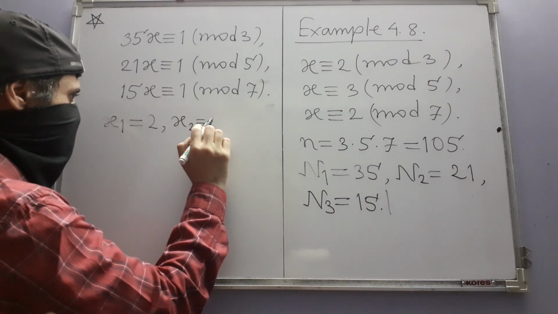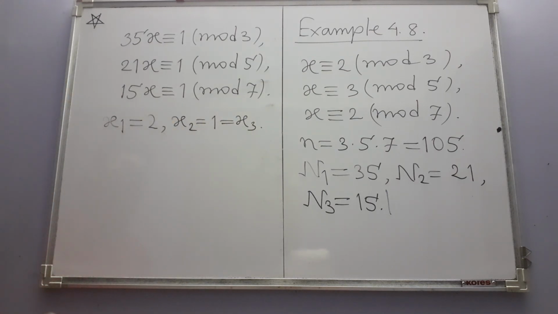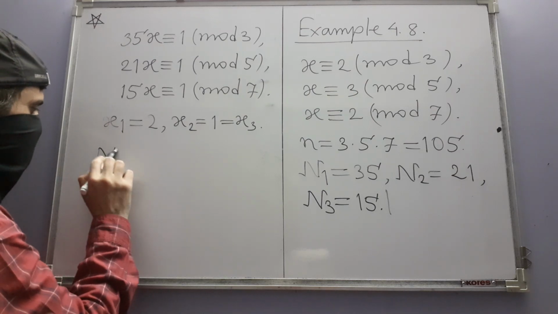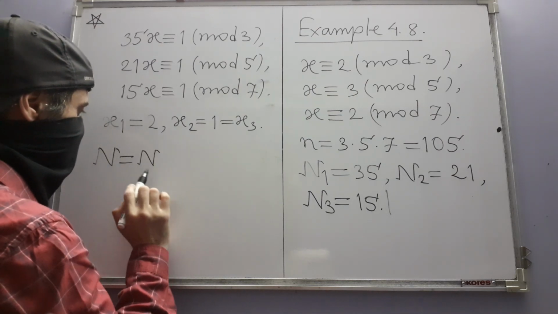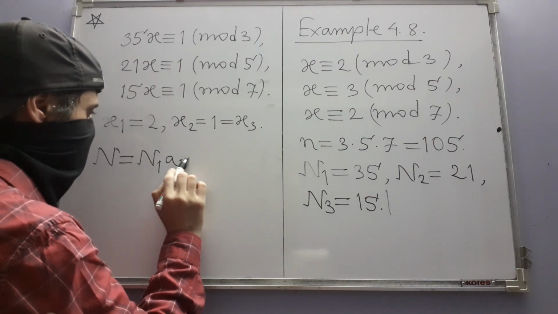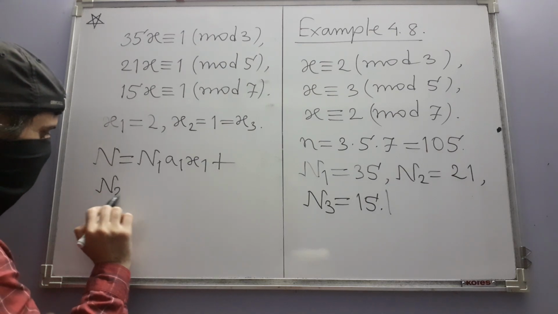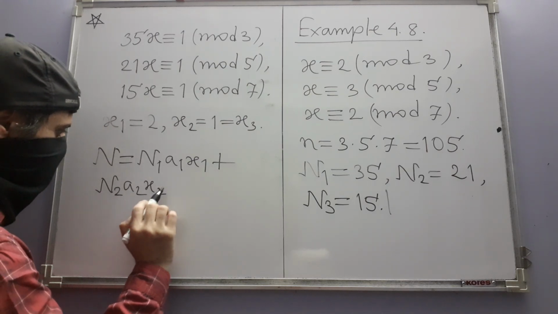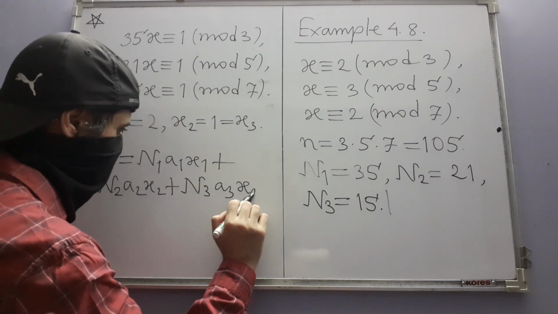And for the second and third one, you can take both of them to be 1. And that's why, what will be your capital N? Capital N, let me first write what it is. N1 A1 X1 plus N2 A2 X2 plus N3 A3 X3.